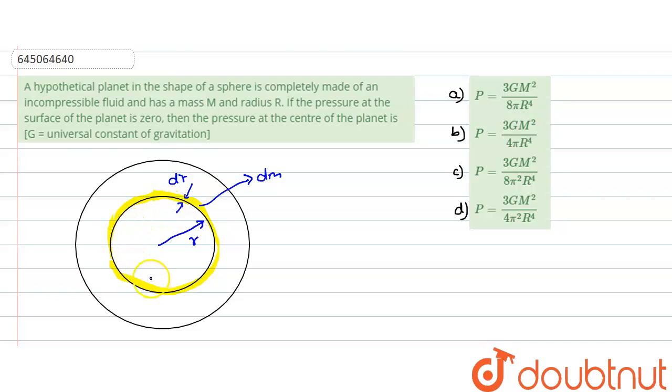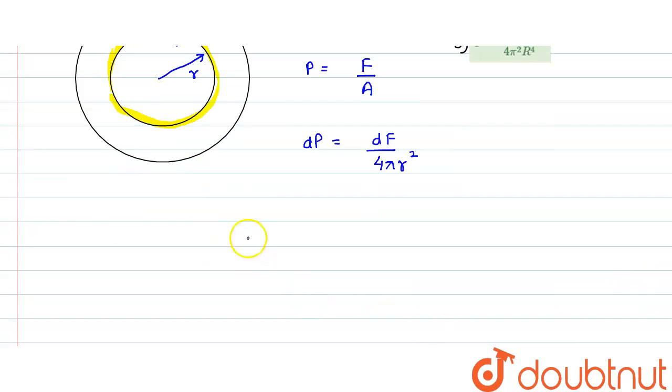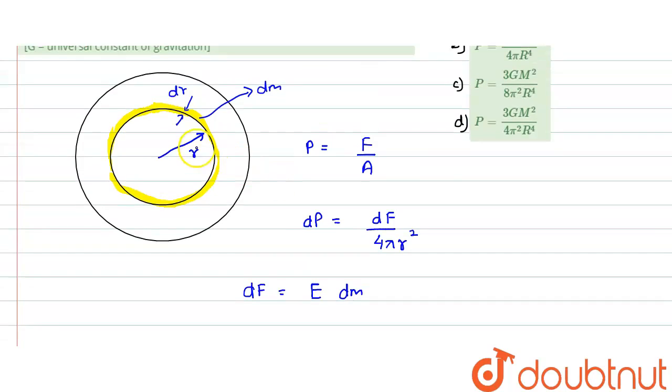Now, due to the masses inside this sphere, there would be an attractive force, and this attractive force would cause a pressure. We know that pressure is force per unit area. So due to this small force created by this mass, dP equals dF divided by the area, which would be 4 pi r square. Now what would be the value of dF? dF would be the gravitational force, which could be written as the gravitational field at the point multiplied by the mass dm of this strip.